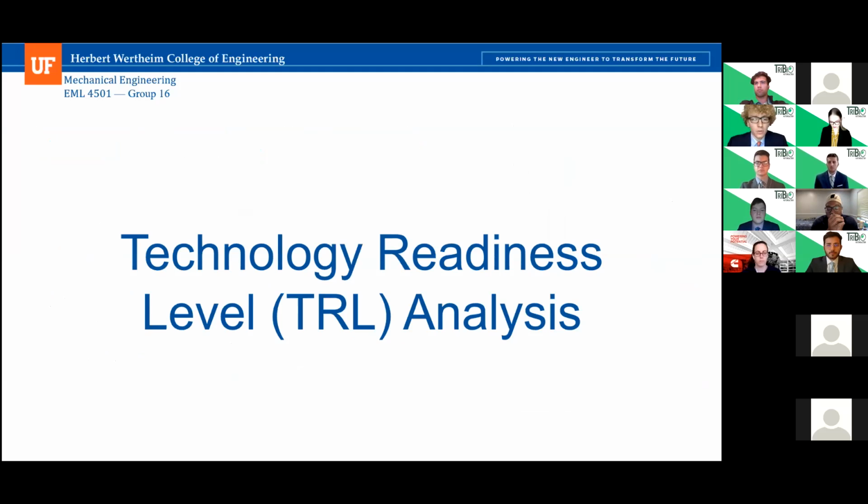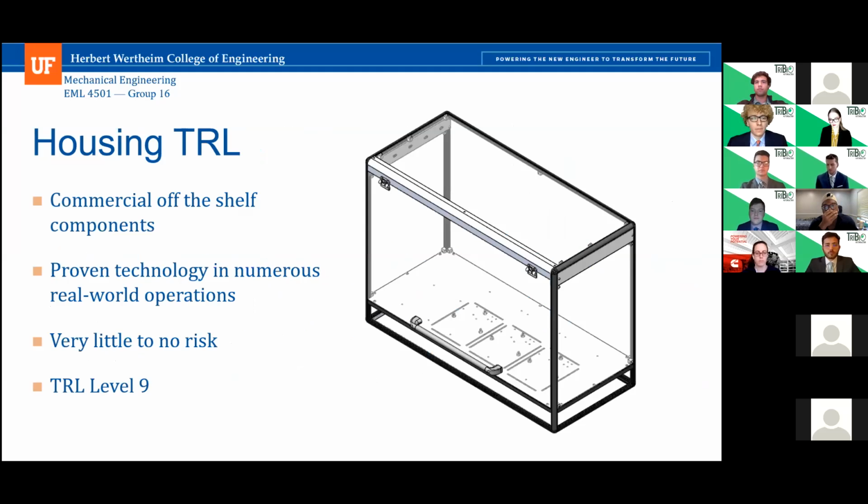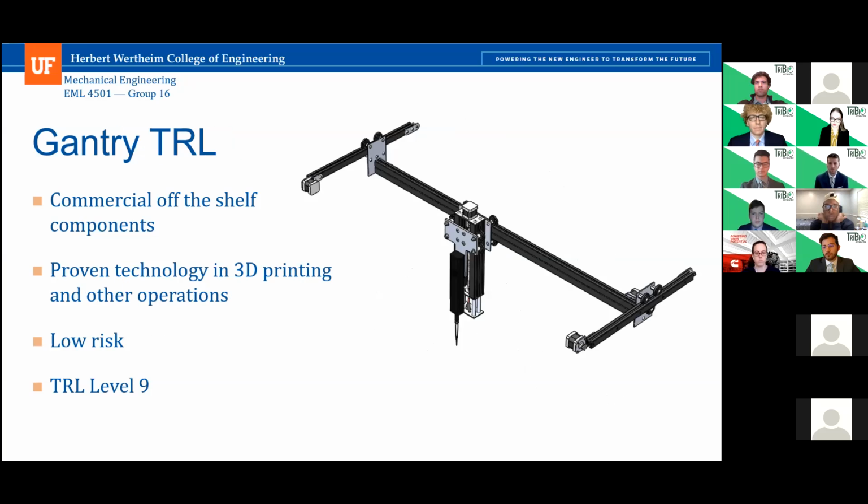We'll now be moving on to technology readiness levels for the subsystems that make up our product. Starting with the housing subsystem, we use commercial off-the-shelf components with proven technology in numerous real-world operations, including various framing and structural applications, proving to have very little to no risk and having the highest TRL level of 9 for this subsystem. As for the gantry, once again, we use commercial off-the-shelf components with a proven track record in 3D printing and various other applications. Once again, having low risk and a TRL level of 9 for this subsystem as well.